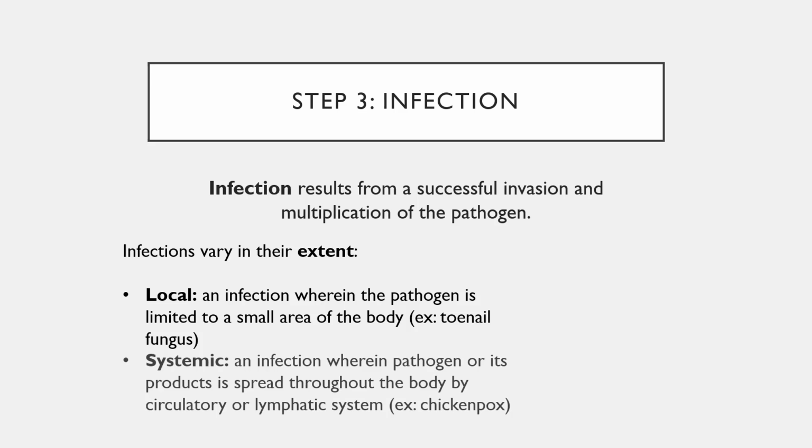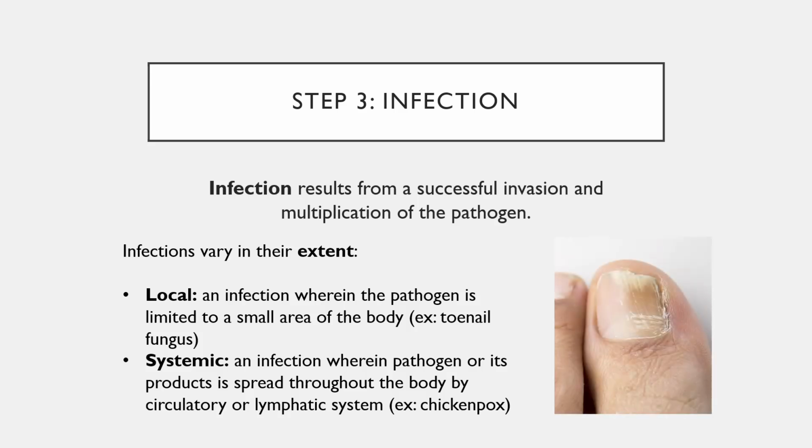A systemic infection is an infection wherein the pathogen or its products, such as toxins, are spread throughout the body by the circulatory system or the lymphatic system. Chickenpox is an example of a systemic infection. It enters through the respiratory system, but then it spreads throughout the body, leading to the characteristic rash on the skin that chickenpox is known for.